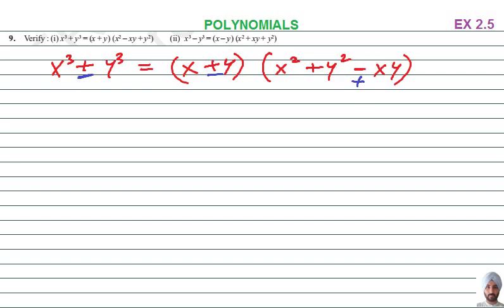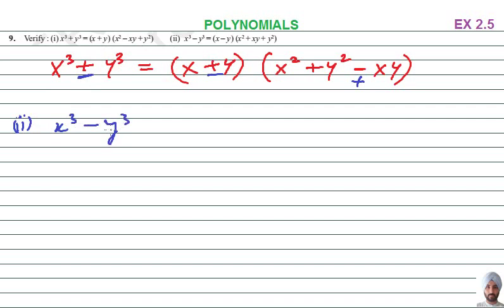So keeping this in mind, let's move forward. We have to verify this, and for verification we need LHS is equal to RHS. So what I'm going to do is I'm going to do only one part. The first part will be done in exactly the same manner as I will be doing the second part. That will be your homework.